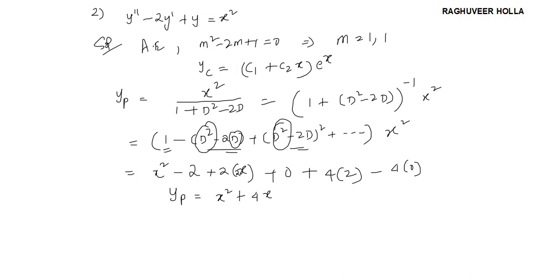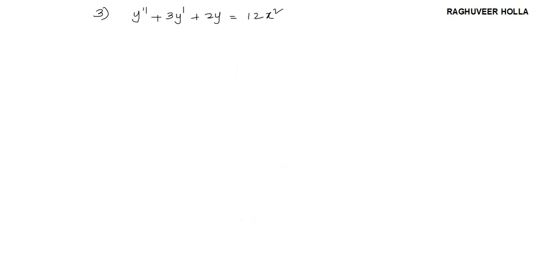So 4x plus 6, so y is equal to yc plus yp. So this is the solution for the differential equation. I hope you understood this. Let us move on to the next problem. Now the next problem, again this is a second order differential equation and it is non-homogeneous.